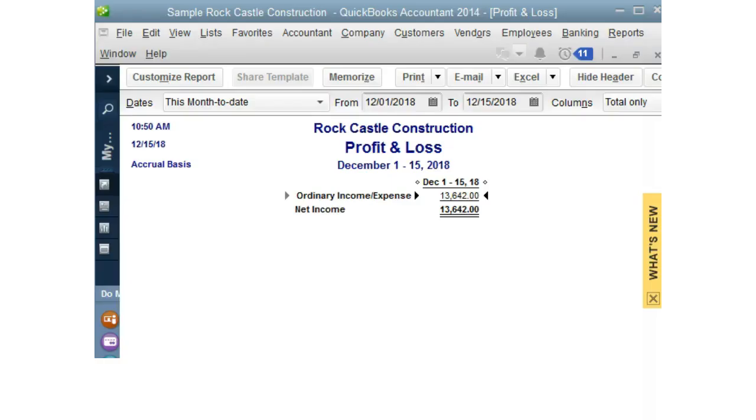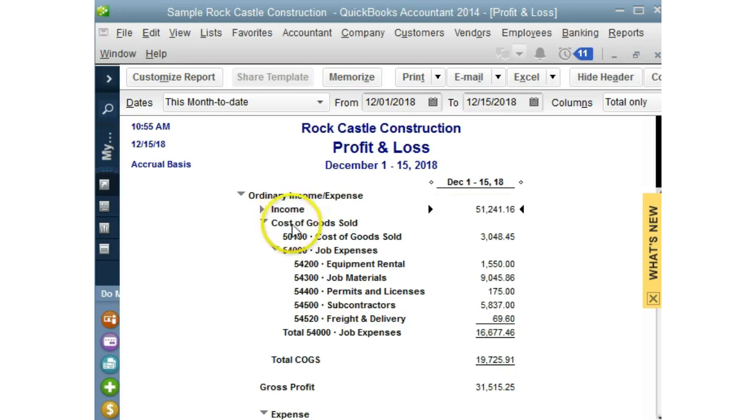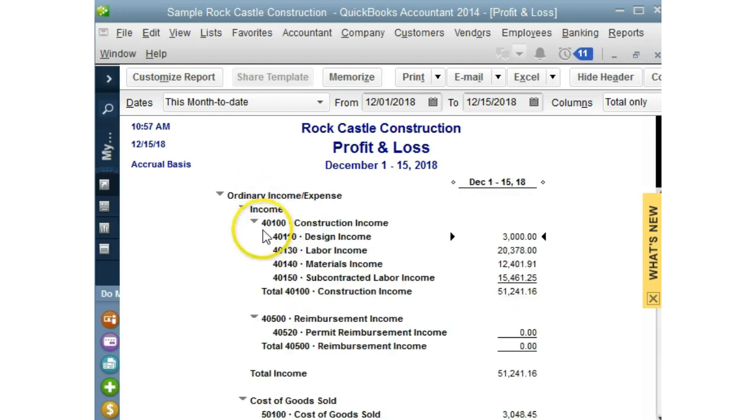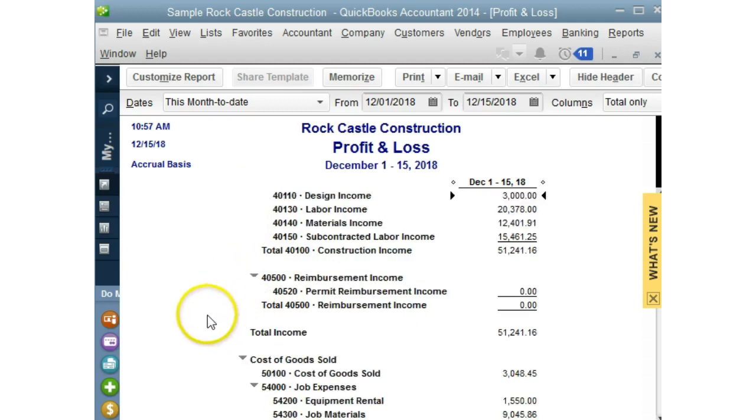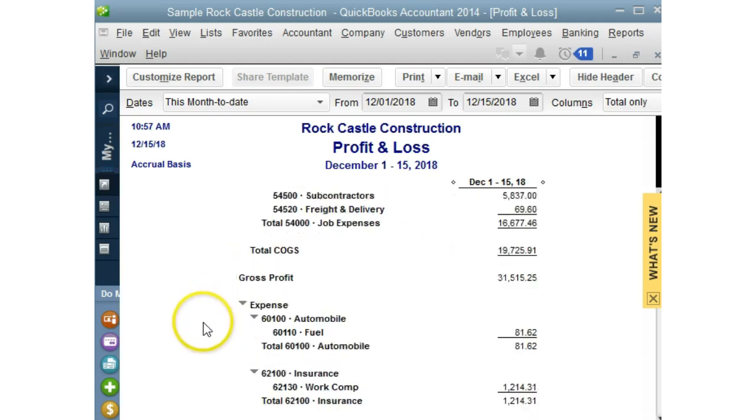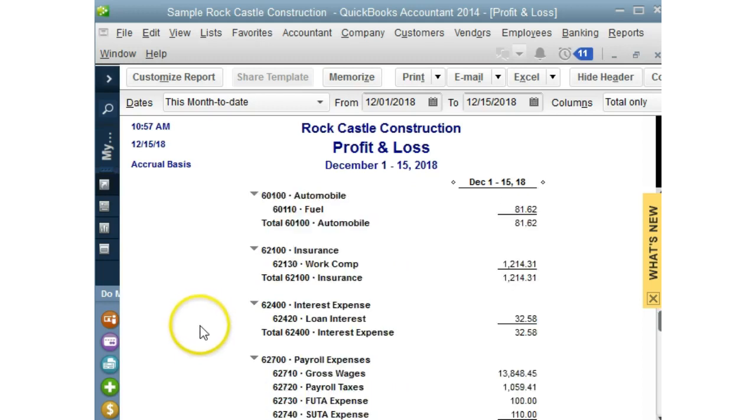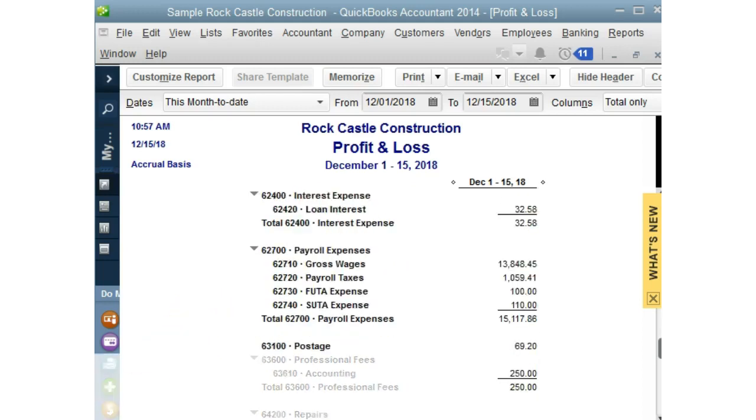Here is the profit and loss. Here's your income, your expense, which equals your net income. In this case, it's a net profit. So as we can see, our income is categorized more in detail, as you can see here. And our expenses also have sub-accounts. Now let's take a look at the other report, the balance sheet.